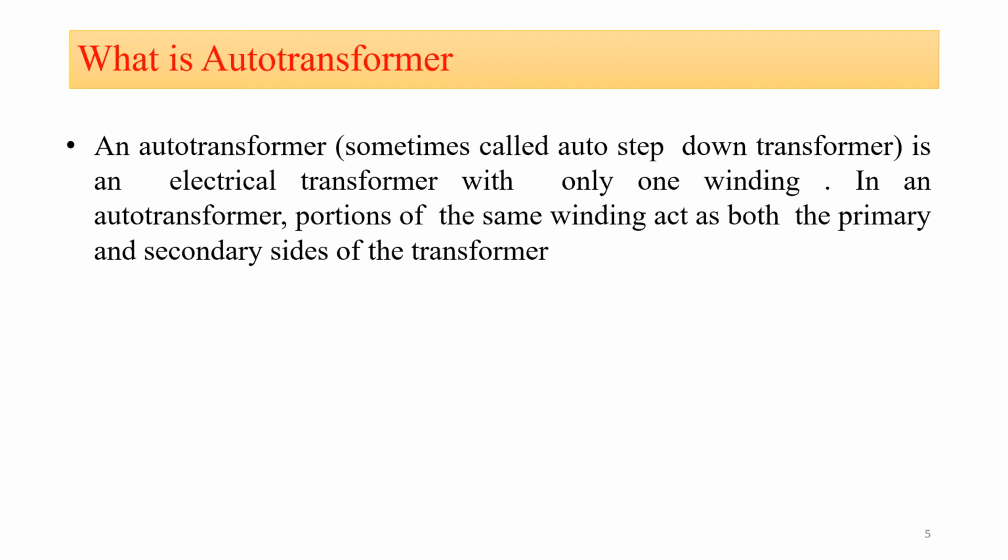If we compare the conventional type of transformer and the auto transformer, then one important difference is that the conventional transformer has separate primary winding and secondary winding, but the auto transformer is a special type of transformer which uses only one winding, and in the auto transformer that same winding will act as a primary winding as well as the secondary winding. That is the main difference between the normal type of transformer and the auto transformer.